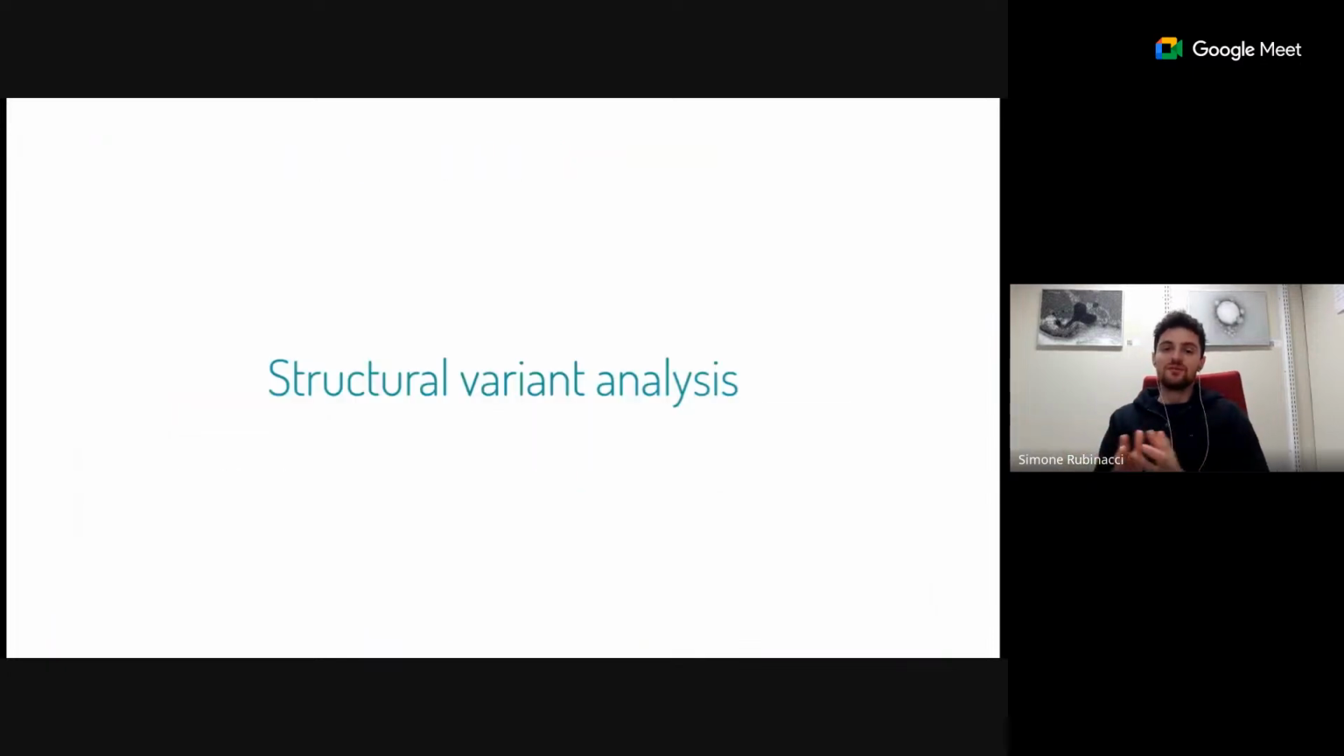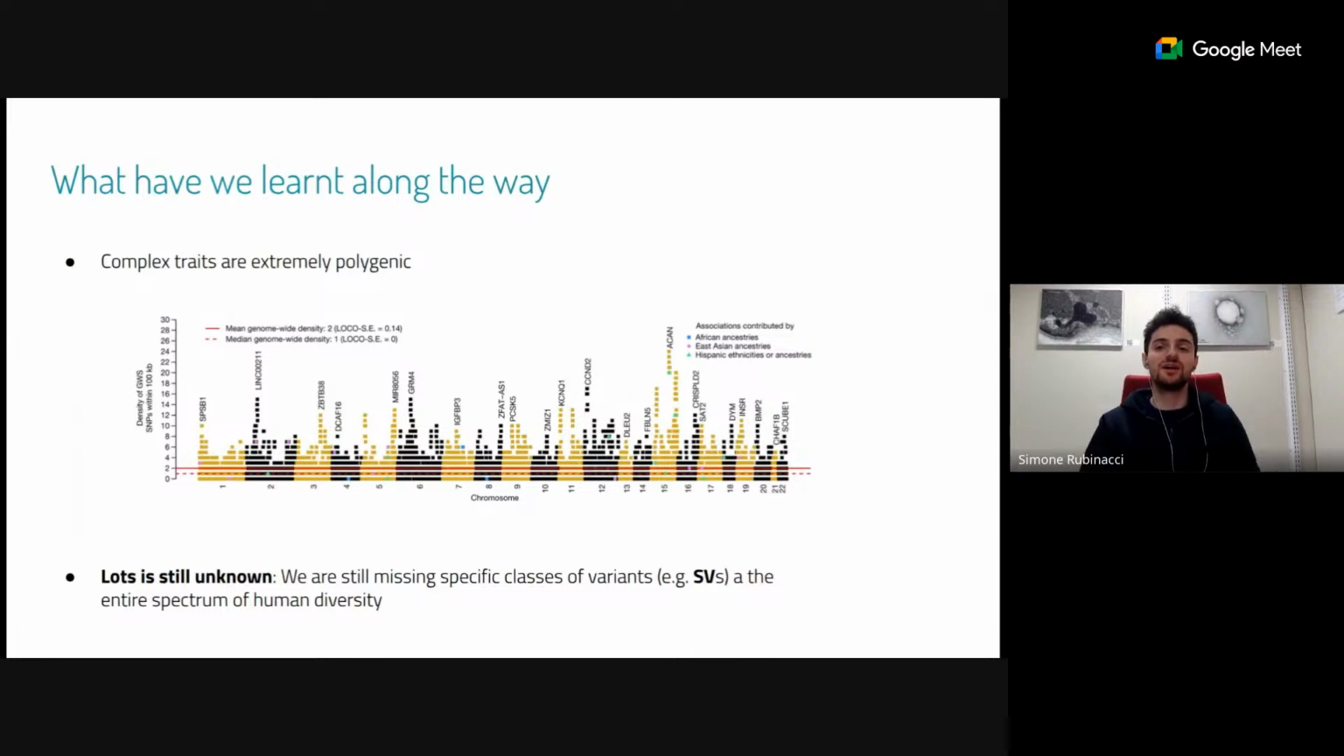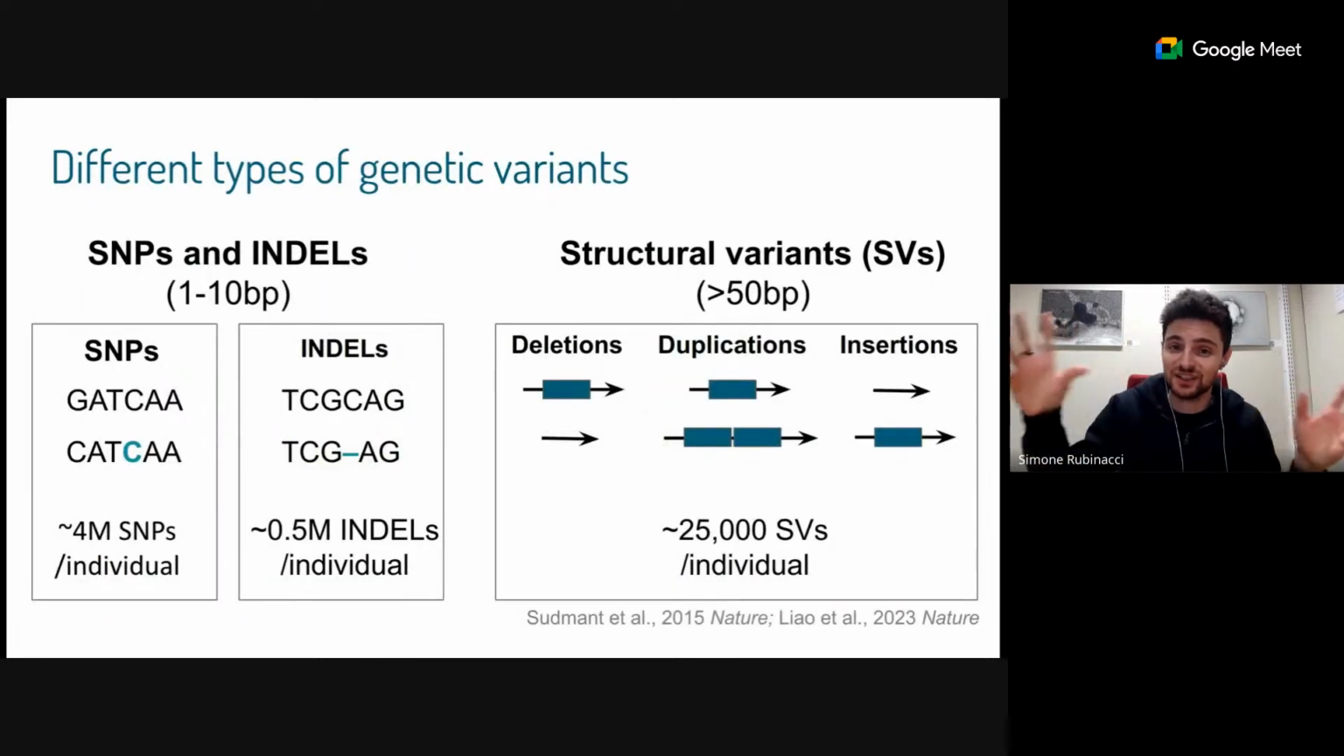So in the second part of the talk, I'm going to talk a little bit about how similar imputation and phasing techniques can be used to improve structural variant calling in large cohorts. And this goes back to my introduction, where I raised a last point where I said that we miss a category of variants in GWAS. And in particular, we miss structural variants, large genetic rearrangements that affect more than 50 base pairs of DNA.